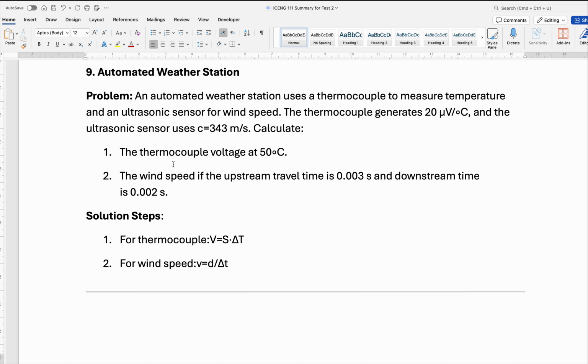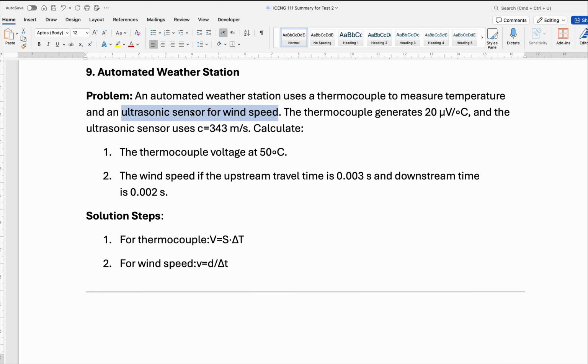And then if I want to calculate the wind speed, I don't think this is part of what I explained to you in the class. But if I have the upstream of 0.003 seconds and the downstream of 0.002 seconds, if I add them, I will have the delta T. And in this case, I have the speed of sound, which is V, because it's the ultrasonic sensor. Because we are using two sensors. We calculated them with the thermocouple and the other sensor which measures the wind speed.